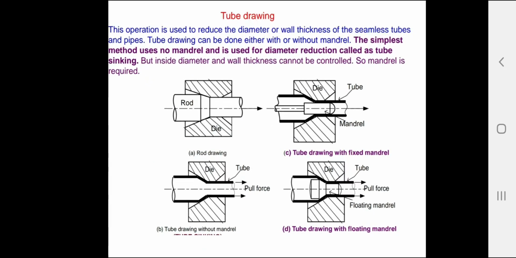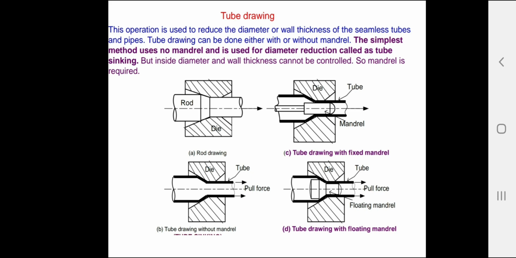Similar to wire drawing and bar drawing, tube drawing is there. It also comes under bulk forming processes. This operation is used to reduce the diameter and wall thickness of seamless tubes and pipes. These are widely used in sheet metal operations, that's why we must know. So tube drawing can be done either with or without a mandrel.